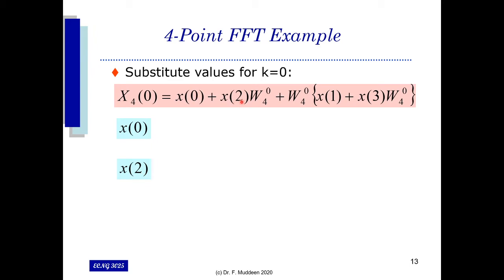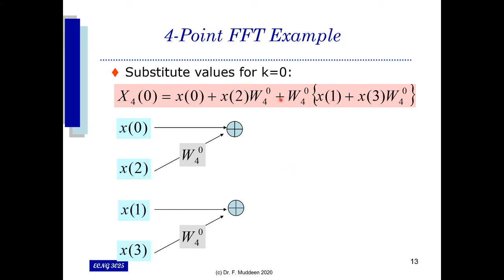x[0] and x[2] here need to add together, but x[2] needs to be multiplied by the first twiddle factor, W0 of 4. So we can draw this to represent the calculation, because x[2] is multiplied by W0 of 4, and the addition is to x[0]. Similarly, with x[1] and x[3], we can do the same calculation, because x[3] is multiplied by W0 of 4, and it adds to x[1].